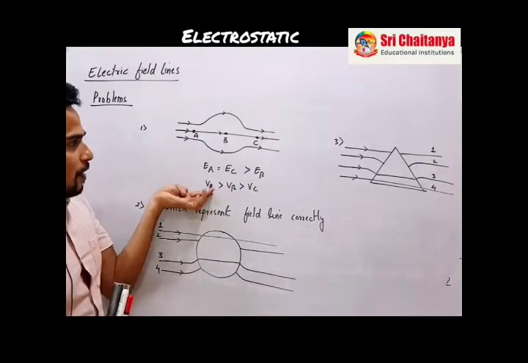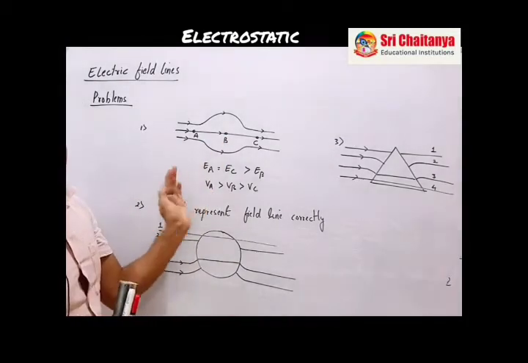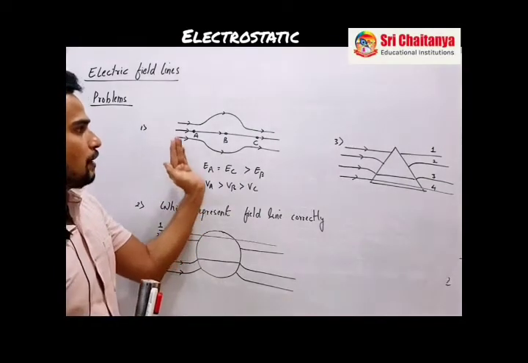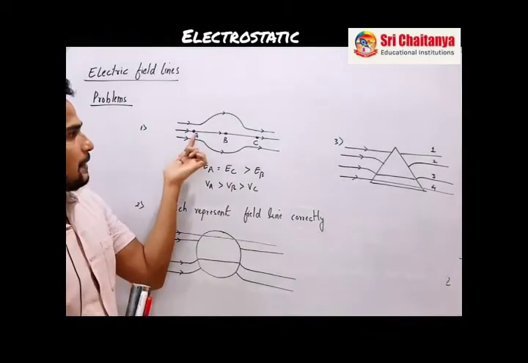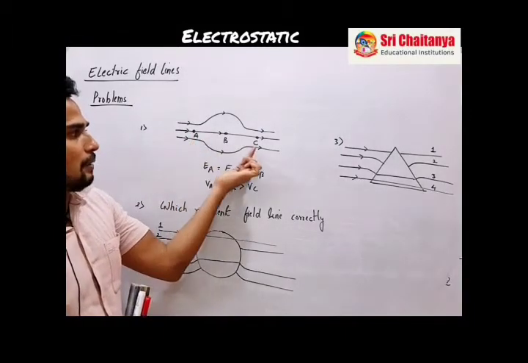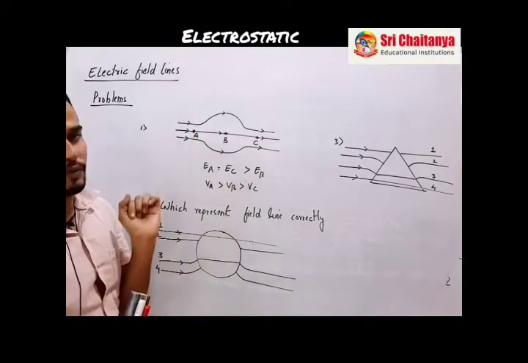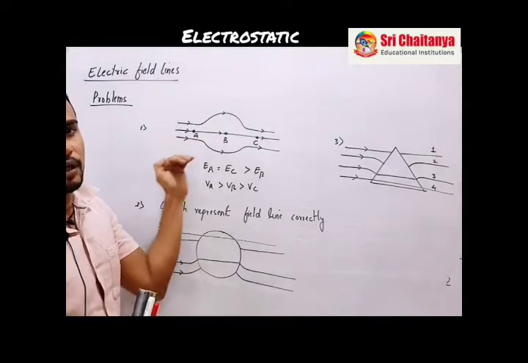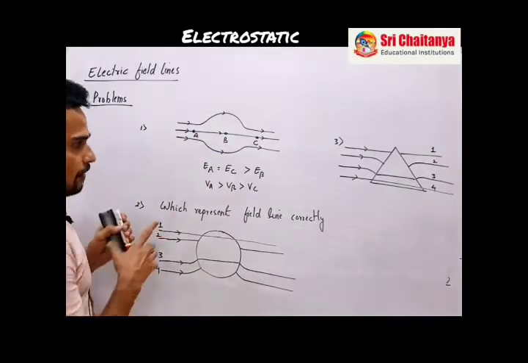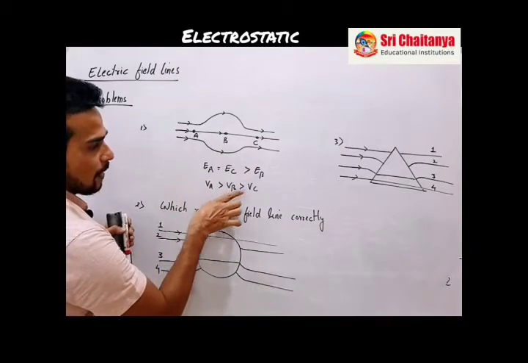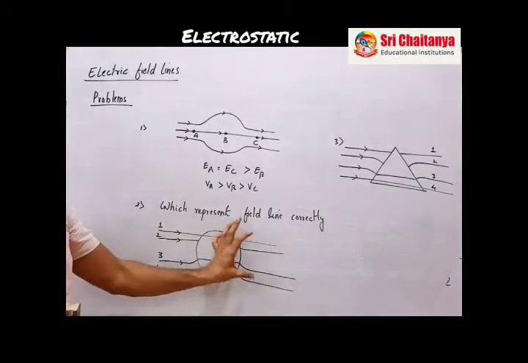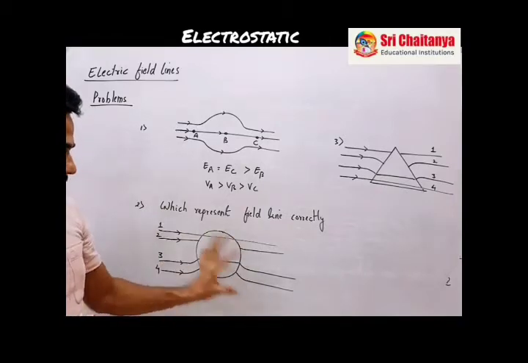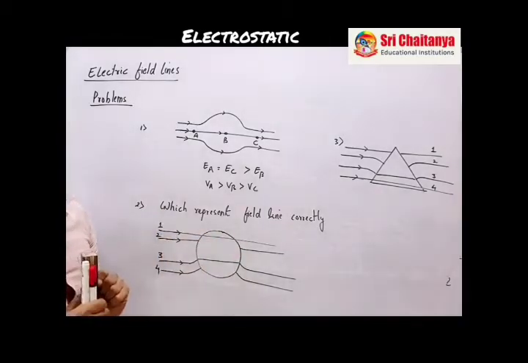If anyone asks you to compare the potential, just now you studied that electric field lines always propagate from high potential to low potential. That means A will be at high potential, C will be at low potential and B will be in between them, because field lines go from high potential to low potential. So we can say VA will be more than VB, will be more than VC. Now this is a previous year IIT question which was asked, which you can do very easily.